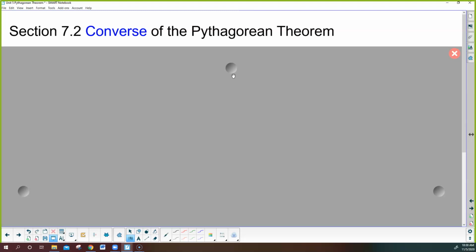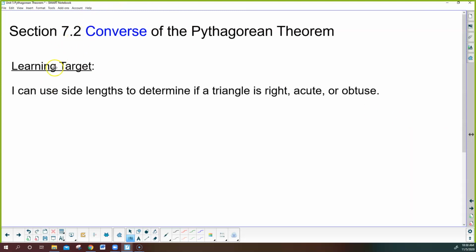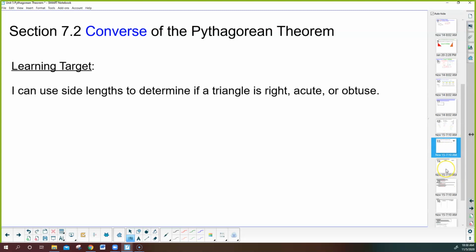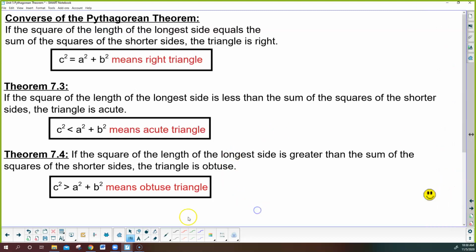Then it has to be a right triangle. So we're flipping the hypothesis and conclusion around today. You didn't have to write the learning target, but this is just the title for 7.2. And we're going to jump, for time's sake, into right here.